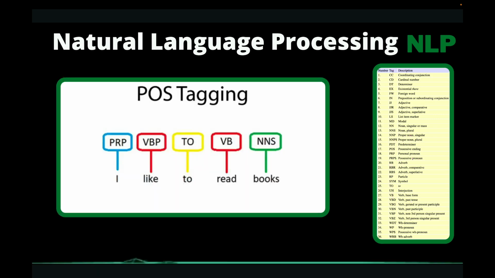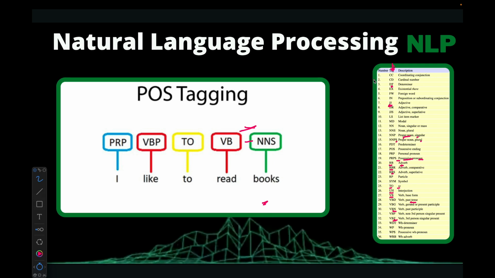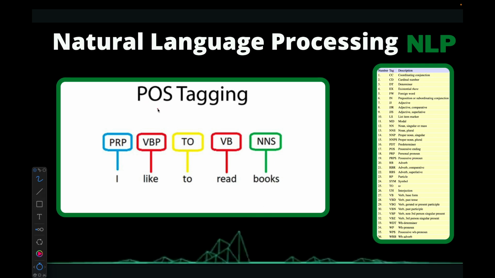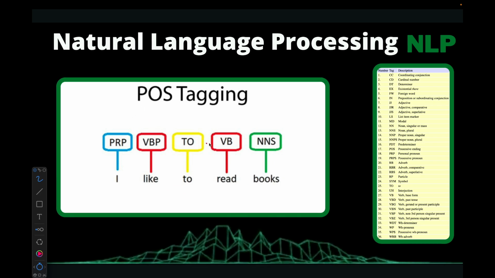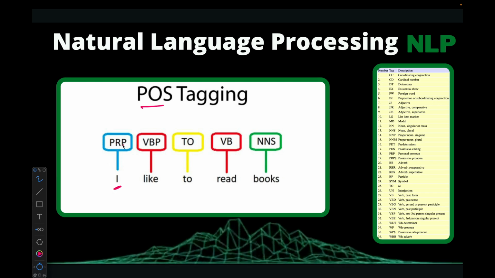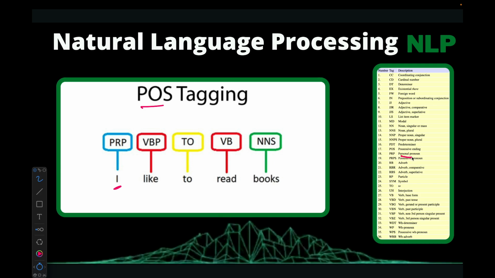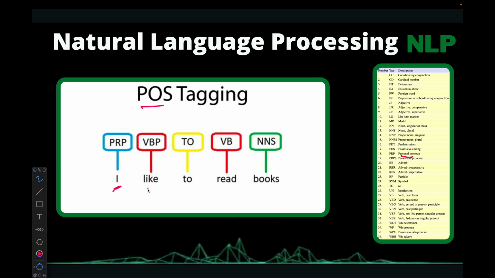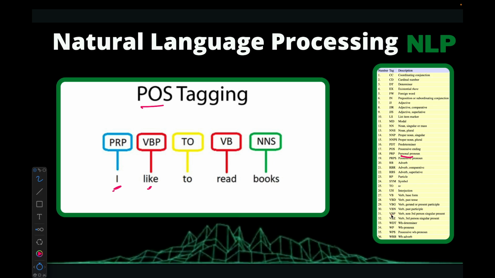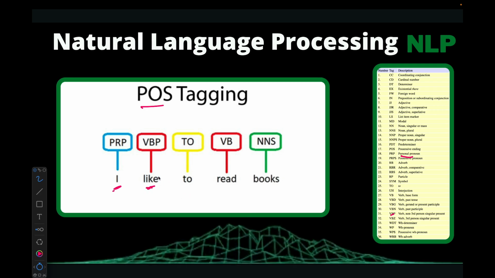So before we go to the lab session, let me give you an example over here. I have these words: I like to read books. You can see that I'm doing part of speech tagging over here. I is a PRP, and if you come here to see what PRP means, it means personal pronoun. So I is a personal pronoun. Like is VBP. What is VBP? It's a verb, non-third person singular. That's how we will tag it.